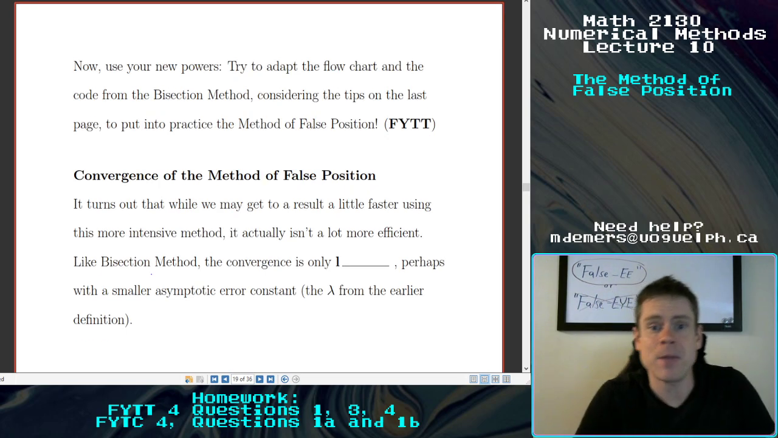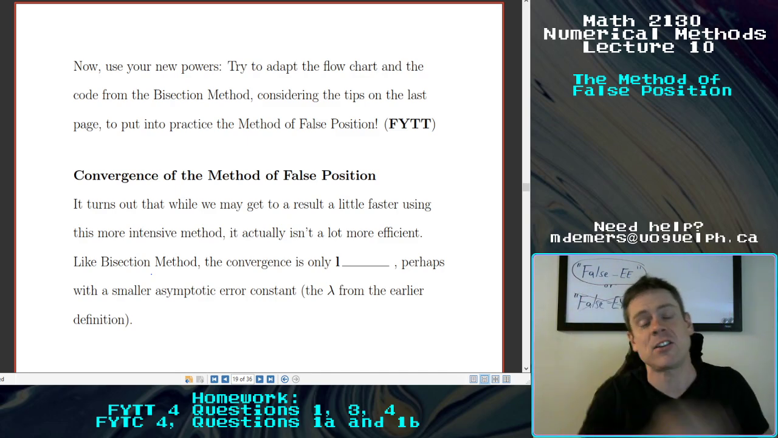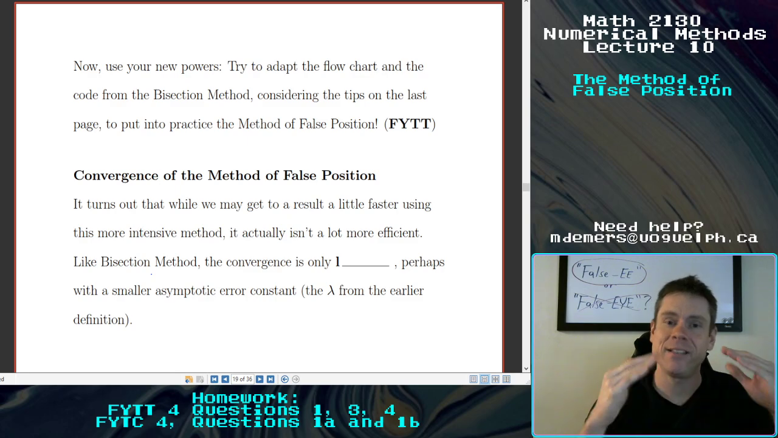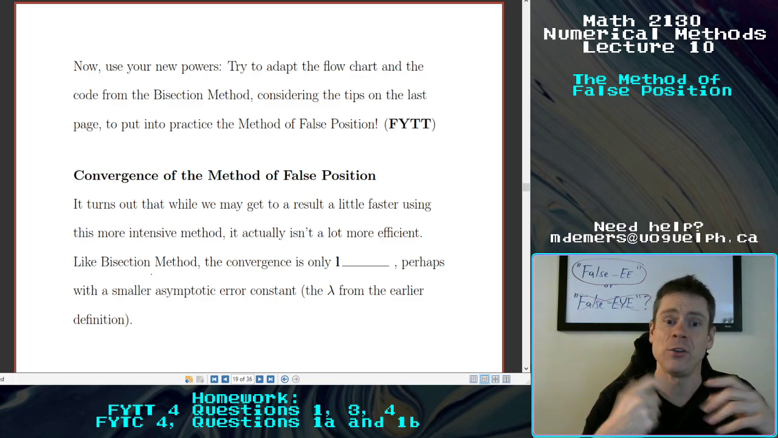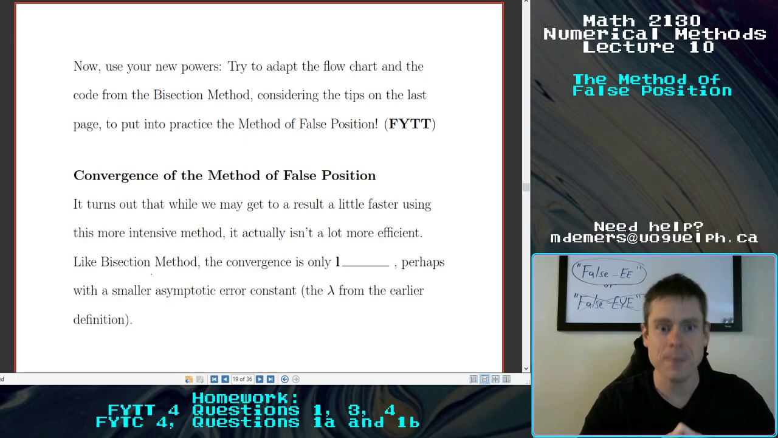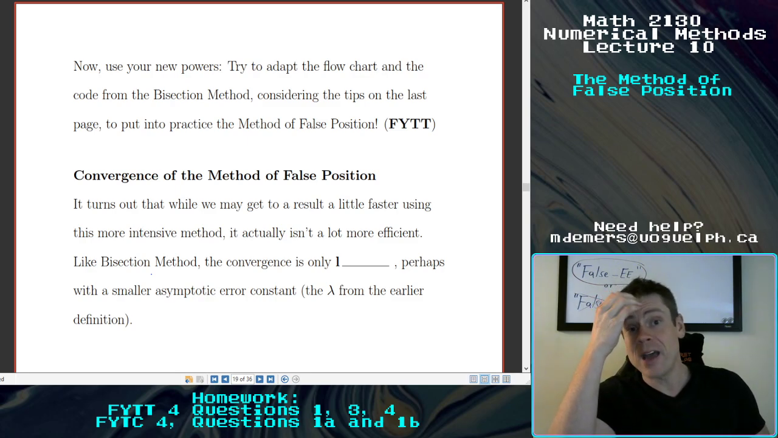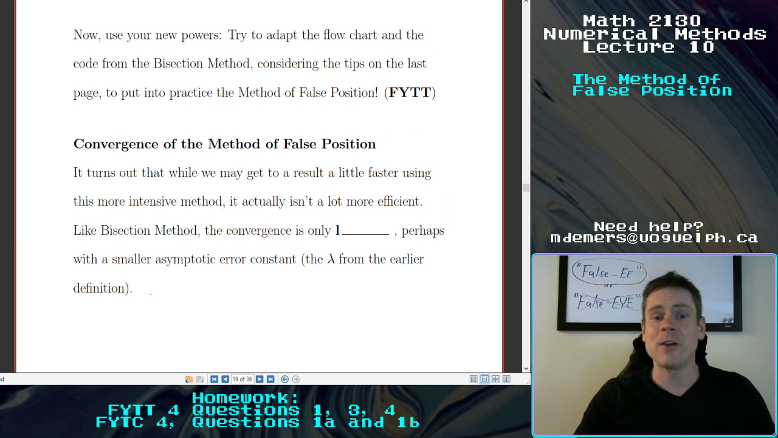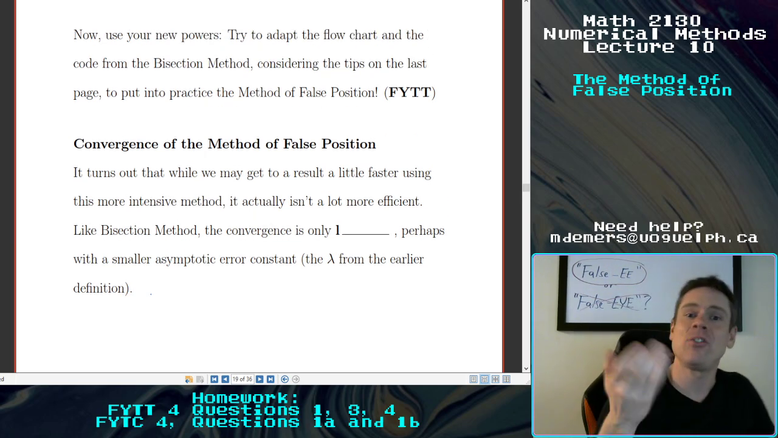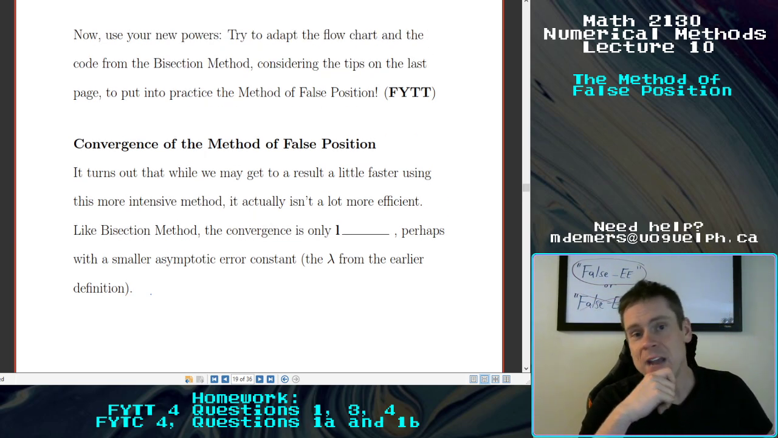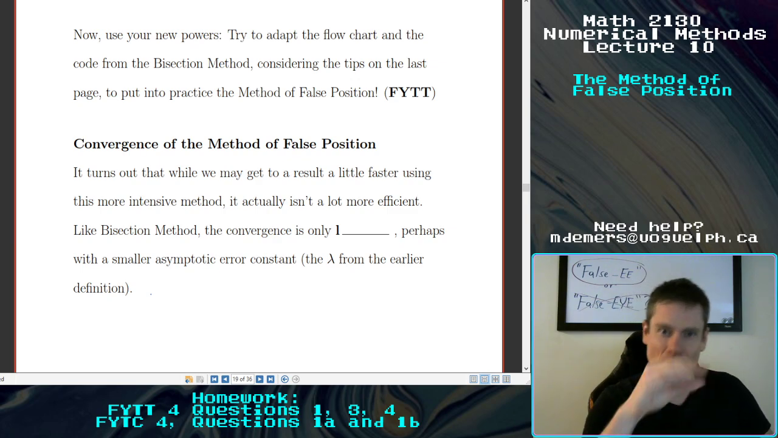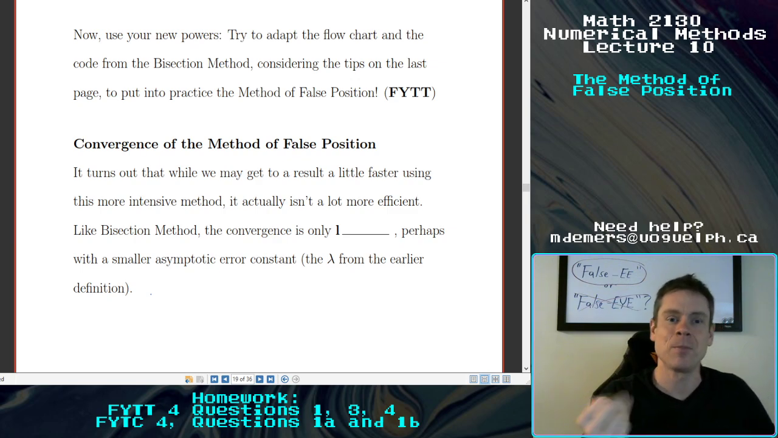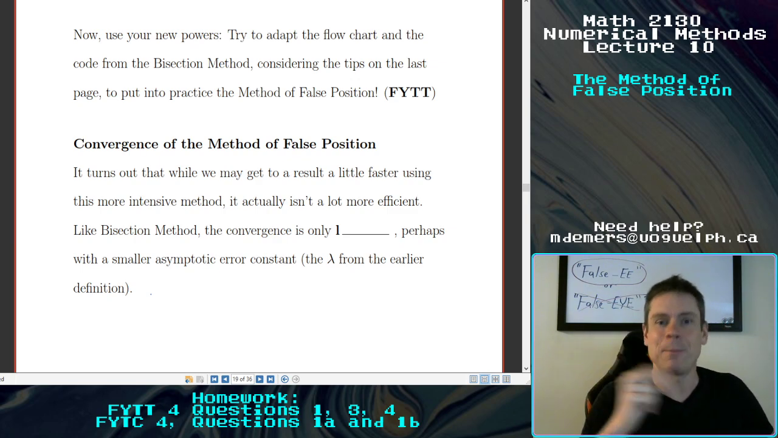For you to try, I want you to go back to bisection method, which hopefully you were able to code after the last video, and adapt your code in order to do false position. Once you do that, we can talk a little bit about convergence here at the end of this lecture. It turns out that you might get to a result a little bit faster. It's a more intensive method. There are some more calculations involved, but convergence typically happens faster. The thing is that it's not that much faster.